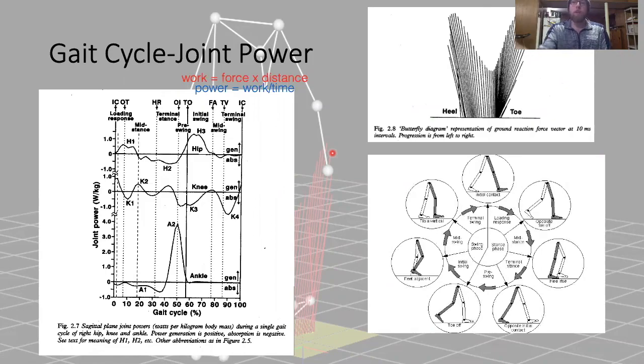And so when we talk about joints, we typically talk about angular distance. So the greater the amount of distance that's covered and the amount of force that's applied, or torque, because we're talking about a joint, in a certain amount of time, will develop power. So let's take a look at what this chart is telling us. And again, we're going through the different parts of the gait cycle here that match up with our graphic over here. Sagittal plane joint powers, watts per kilogram of body mass, okay?